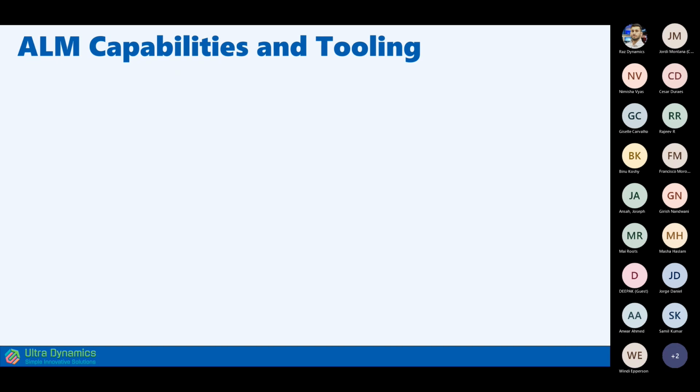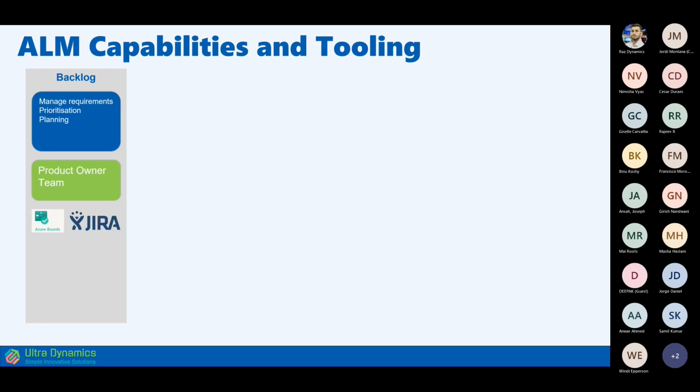So this slide can give you some idea around the different areas that we would cover in DevOps. From a backlog perspective, this is where you would manage your requirements. This is the product owner, the team working on the backlog. The typical tools that are used in this space are Azure DevOps Boards and Jira.